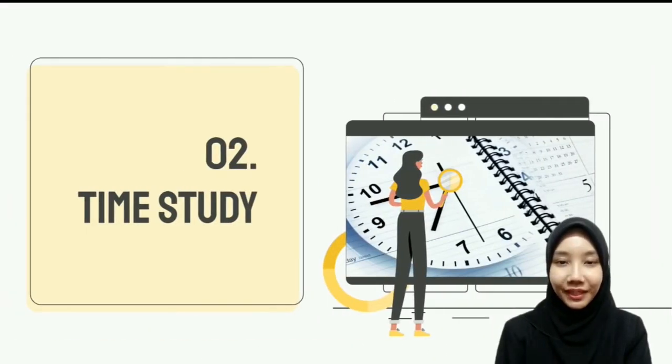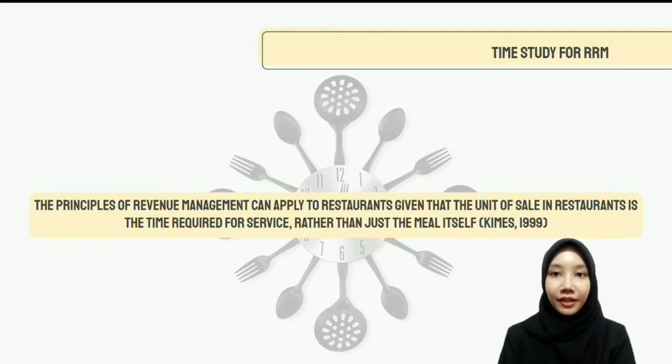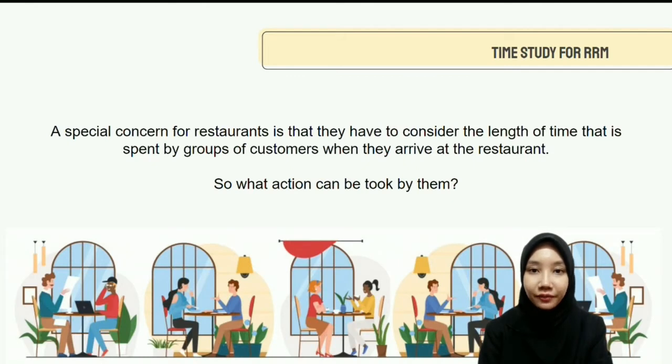The second subtopic in restaurant revenue management is time study. Time study is usually related to the time taken by a restaurant to perform service and also the time spent by the customer at the restaurant. The principle of revenue management can apply to restaurants, given that the unit of sale in a restaurant is the time required for service rather than just the meal itself. The special concern for restaurants is that they have to consider the length of time that is spent by a group of customers when they arrive at the restaurant.